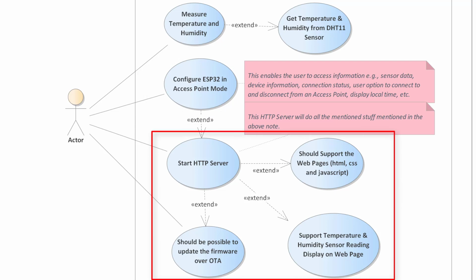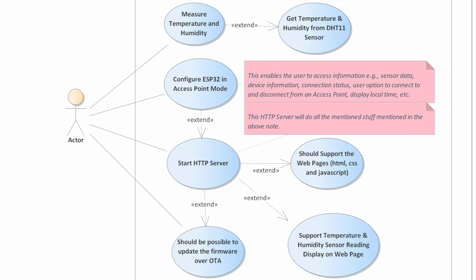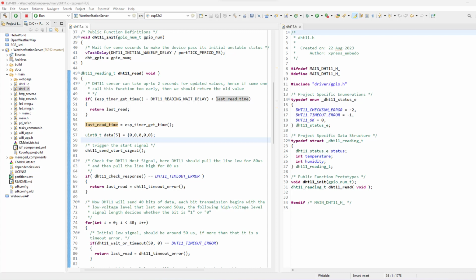Then we should also create an HTTP server, and this HTTP server should support displaying of web pages, such as HTML, CSS and JavaScript. Then this HTTP server should be able to display the temperature and humidity sensor readings on the web pages, and it should also be able to update the firmware directly from the web page, which is also known as over-the-air, or OTA functionality. The project is divided into several modules, and each module handles an individual task.